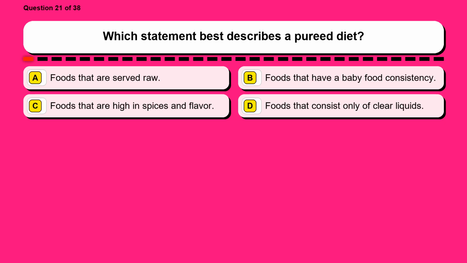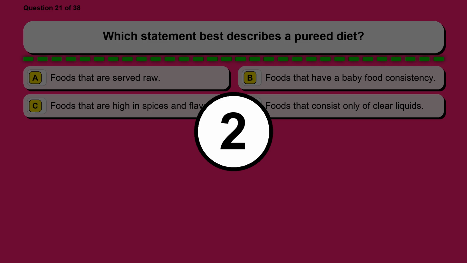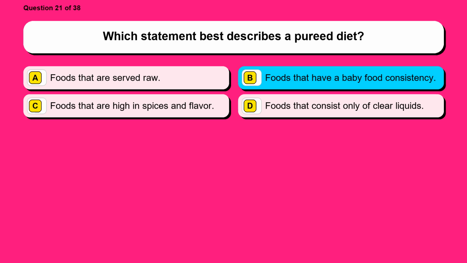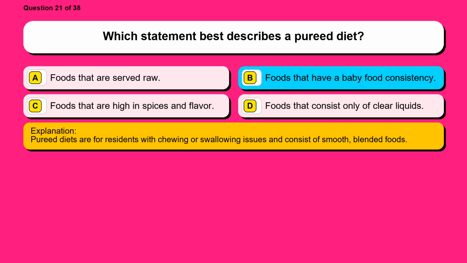Question 21. Which statement best describes a pureed diet? Option A, foods that are served raw. Option B, foods that have a baby food consistency. Option C, foods that are high in spices and flavor. Option D, foods that consist only of clear liquids. The correct answer is option B, foods that have a baby food consistency. Pureed diets are for residents with chewing or swallowing issues and consist of smooth, blended foods.